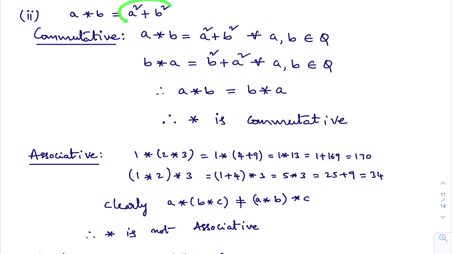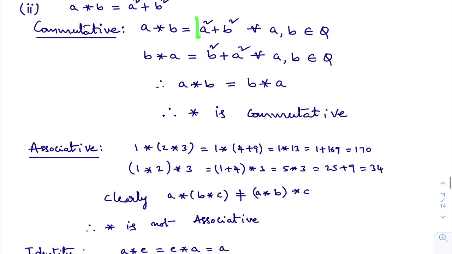A star B is defined as A square plus B square. Now what is B star A? B star A is B square plus A square. What is P star Q? P star Q is P square plus Q square. So B star A is B square plus A square for all A, B belonging to Q. Now is A square plus B square the same as B square plus A square? Think. Yes.